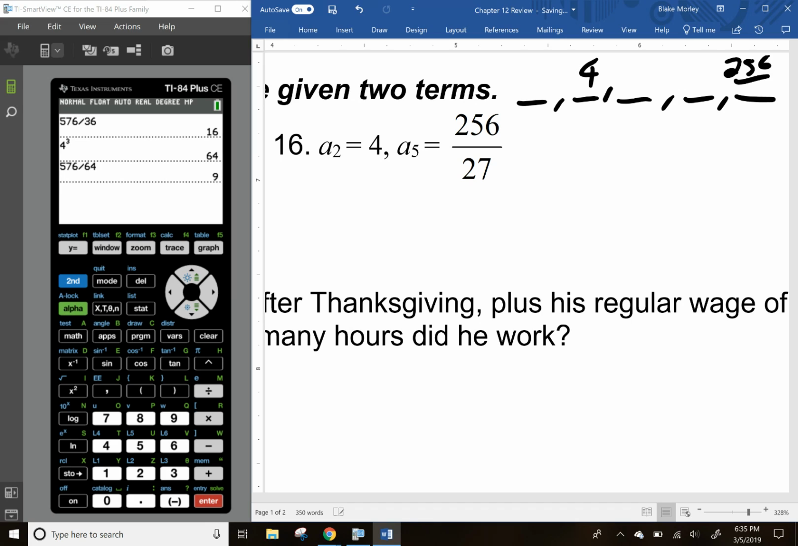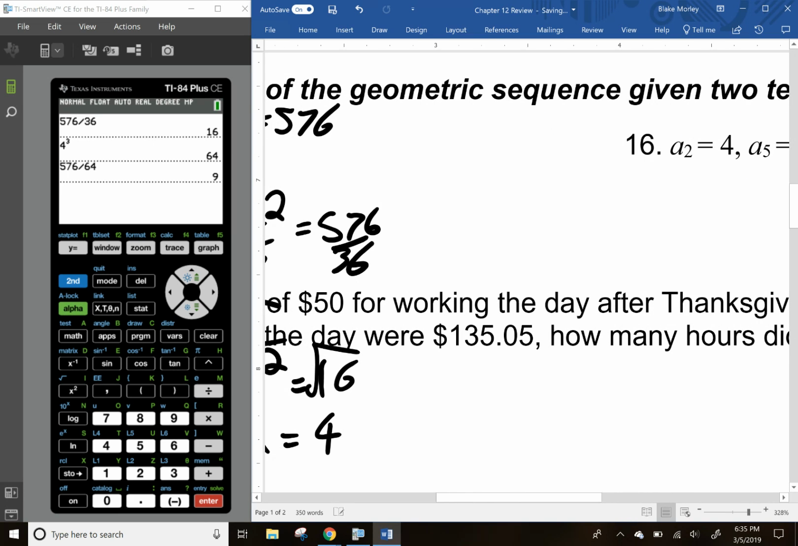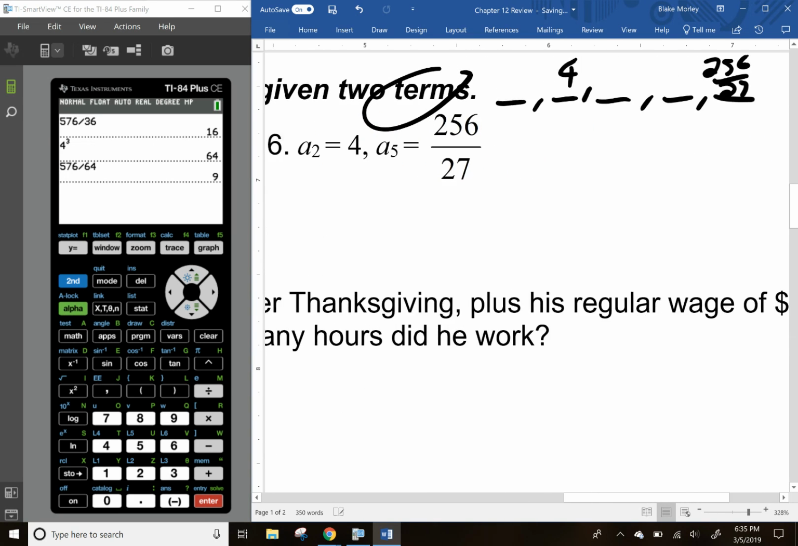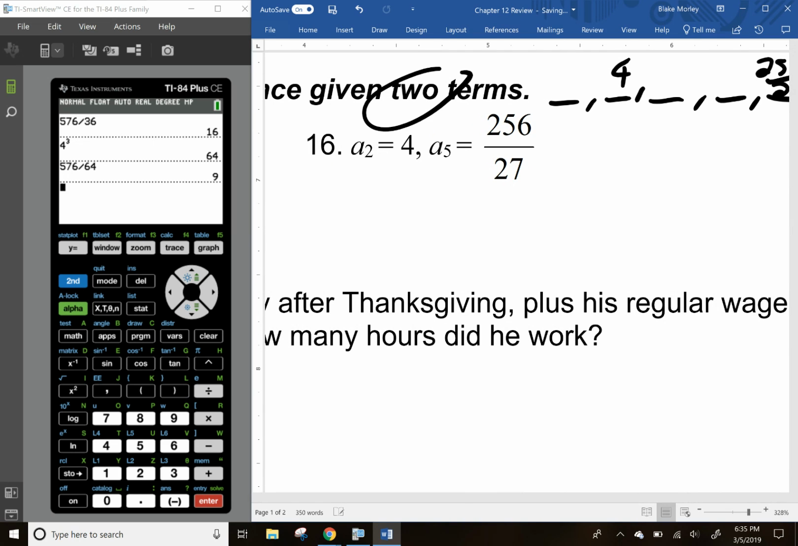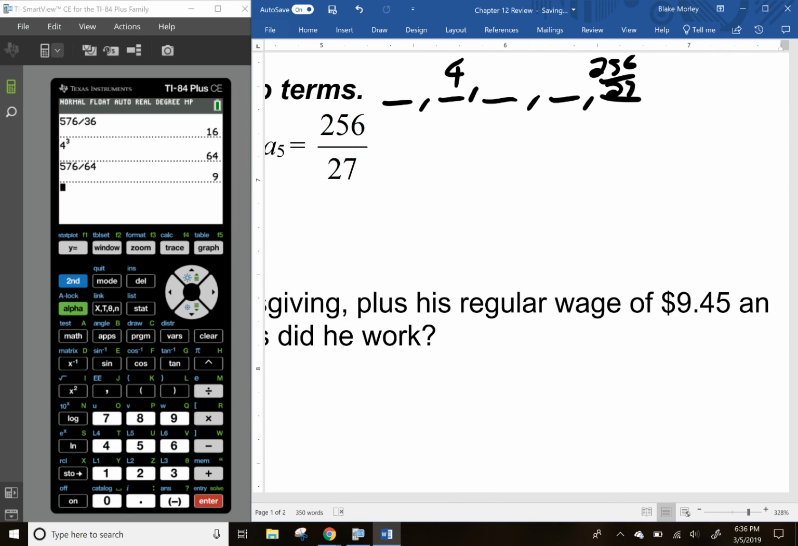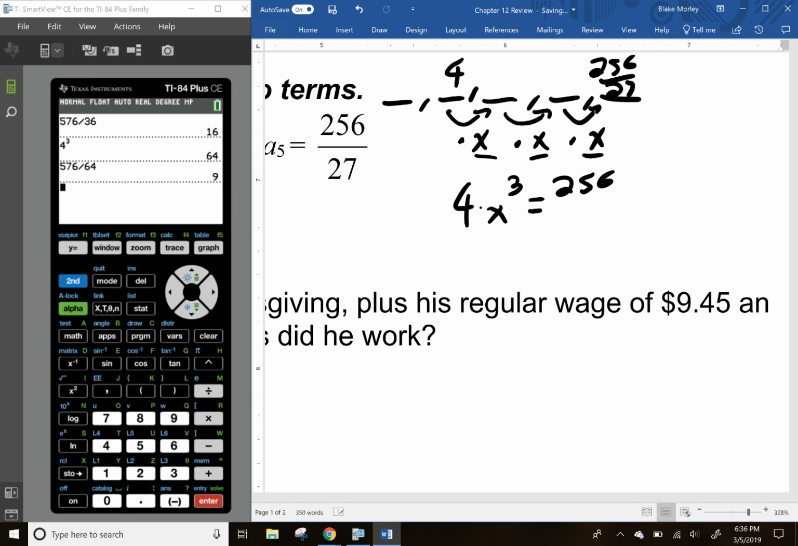256 divided by 27. This will be geometric. It says it's geometric, so we know it's geometric. Okay, this is going to be bad. We're taking something and multiplying by some amount, then multiplying it again, then again. So I'm taking 4 and multiplying it by that value 3 times. So 4x to the third, and that'll end up being 256 over 27.